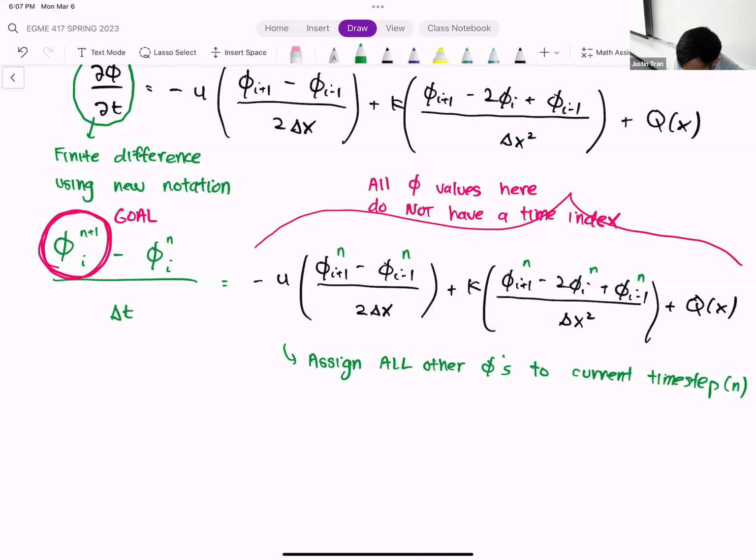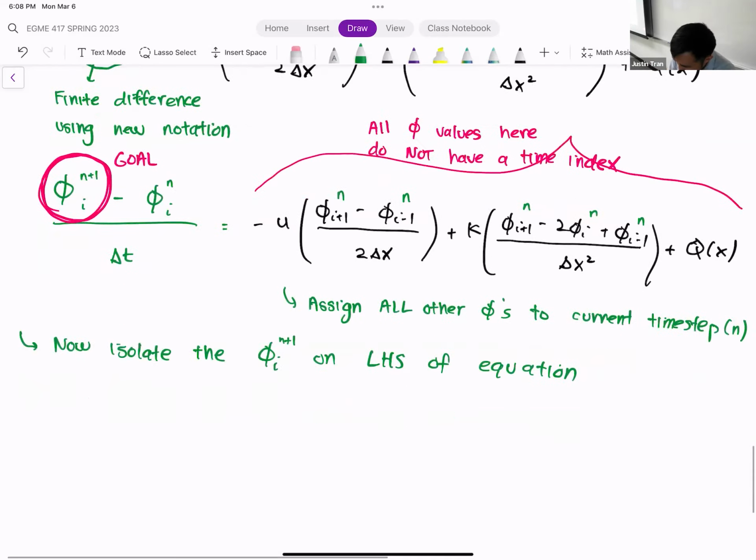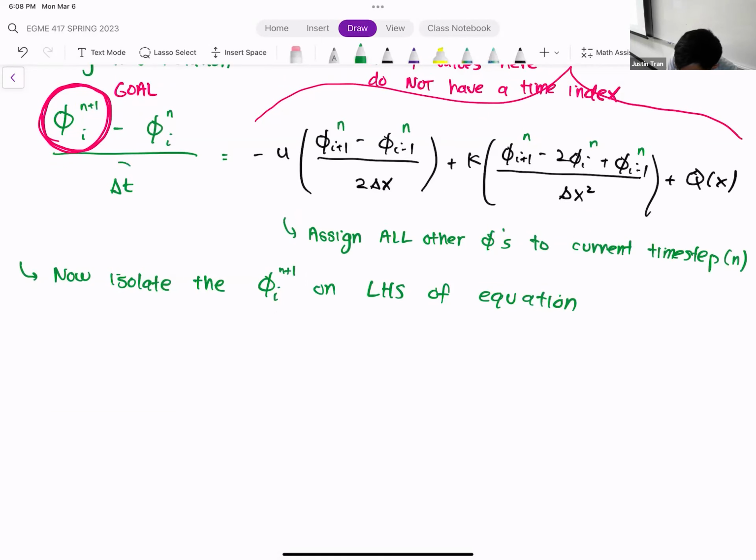Okay. All right, so now that we've assigned the time step values for all the other phi terms, we can go ahead and work on this algebra. Okay. So let's isolate the phi i n plus 1 on the left-hand side by moving things over to the right. Okay. All right, and so the first thing we're going to do is take the delta t and multiply it on both sides of the equation. So we're going to have delta t throughout. And then we're also going to add this phi i n to the right-hand side as well. Okay. All right. And so after that step, this is what it looks like.